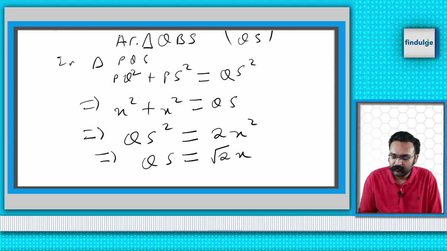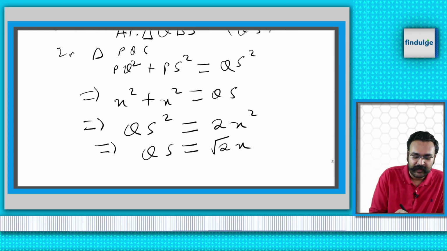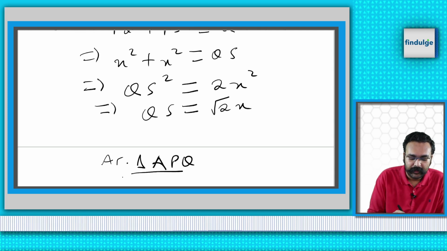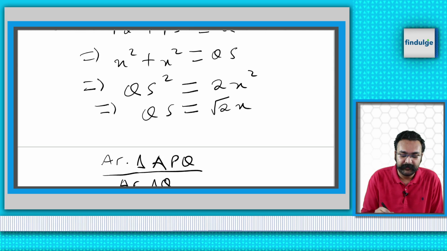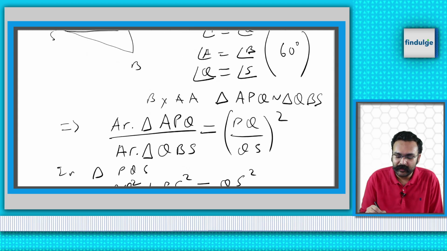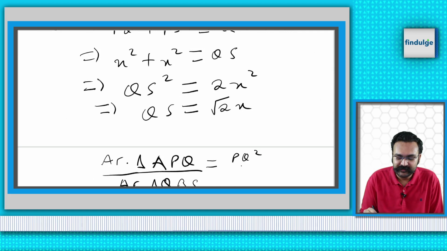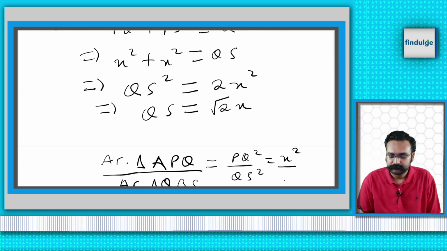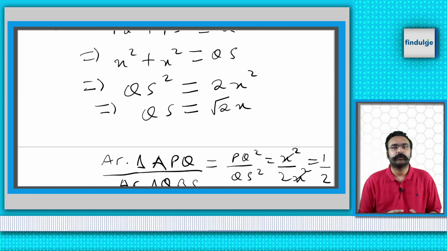And therefore, when I plug it into my ratio of the areas, area of triangle APQ upon area of triangle QBS is equal to PQ upon QS whole square, which is nothing but PQ square upon QS square, which will be X square upon 2x square, because we already had that here, which is 1 by 2, which is what the question asked for.